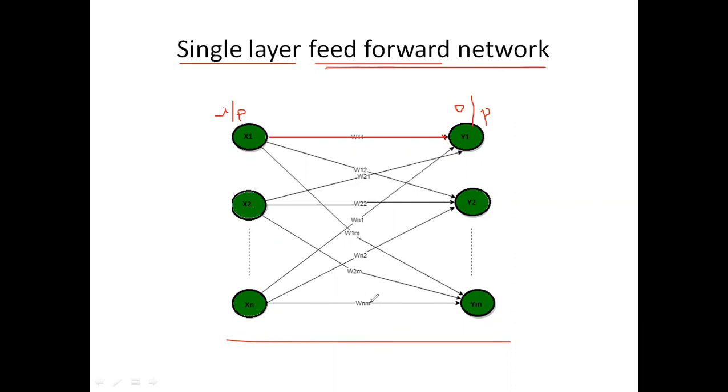Then why are we calling this network a single layer network? Because these input nodes or input neurons are always used only to fetch the input to the output layer. Here we are not going to perform any kind of computations in this input layer. These input layer nodes are used to fetch the input.